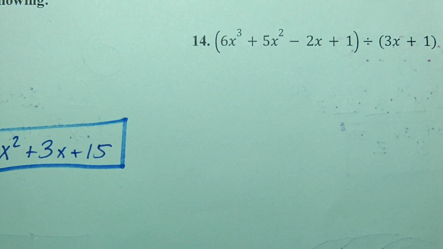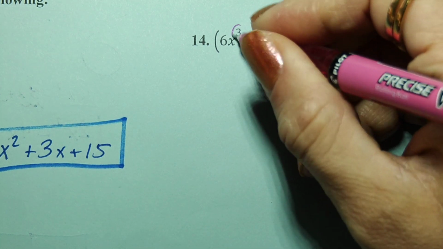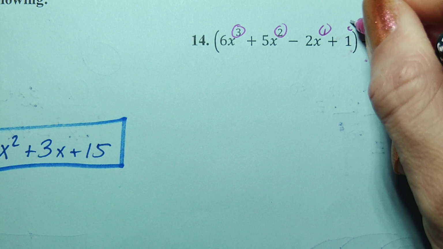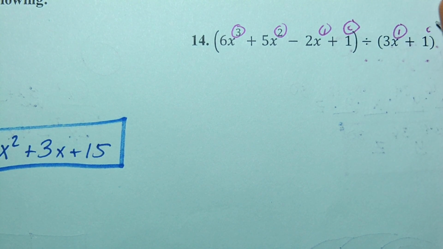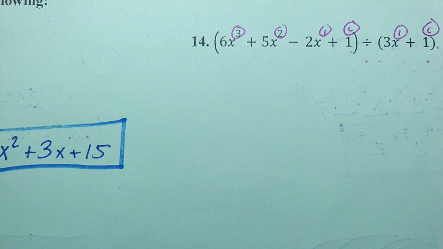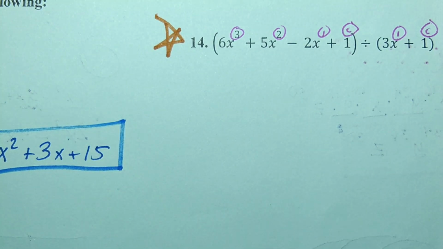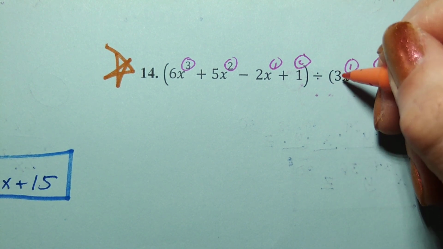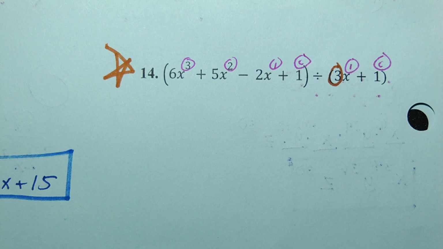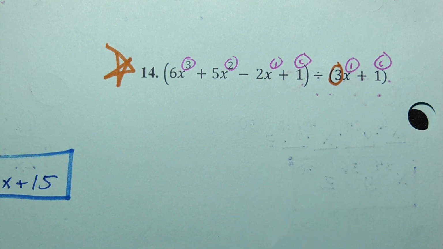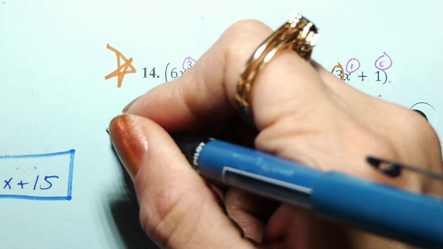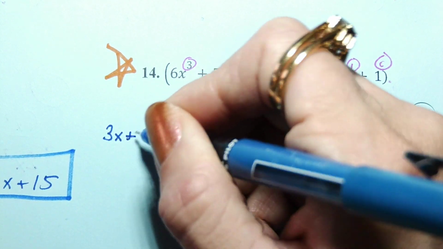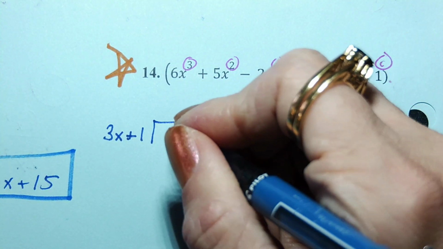Now, number 14. Do we need any placeholders? Nope. 3, 2, 1, constant. And 1, constant. This one, I want you to put a star by, though. Why, Mrs. Cairo? Don't worry, I'll tell you. This one is slightly tougher because of that coefficient in front of the x cubed. So our divisor goes first, the 3x plus 1. And then 6x cubed.